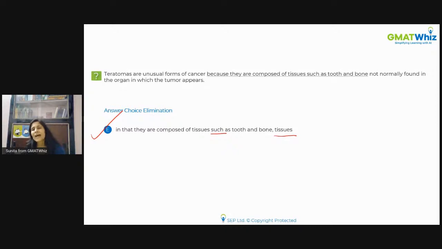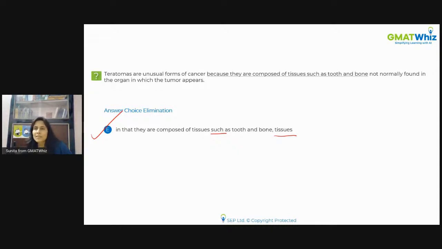Rajesh asks whether "that" modifies the entire clause. I'm not sure which choice you're talking about, Rajesh, but I'm assuming you're talking about choice B. That is a relative pronoun clause. It only modifies the nearest noun or nouns. Jason is asking, is that a prepositional phrase? A prepositional phrase is a phrase which starts with a preposition. Yes, "in that" is a prepositional phrase and it is modifying the verb here.